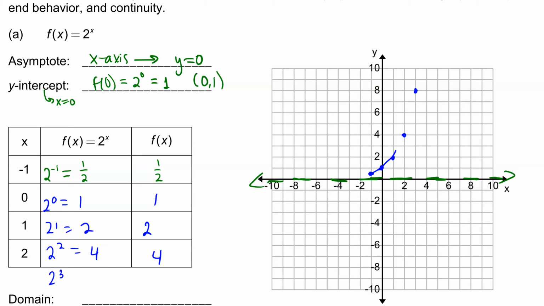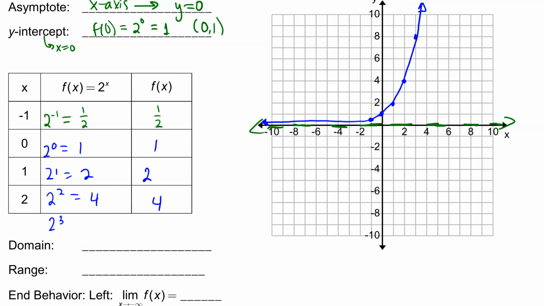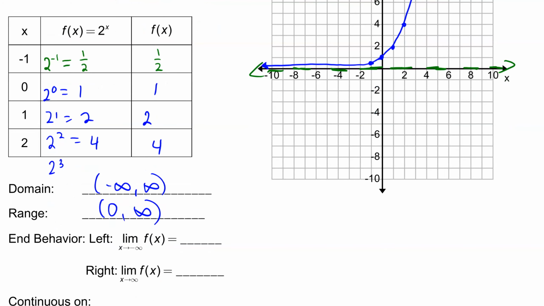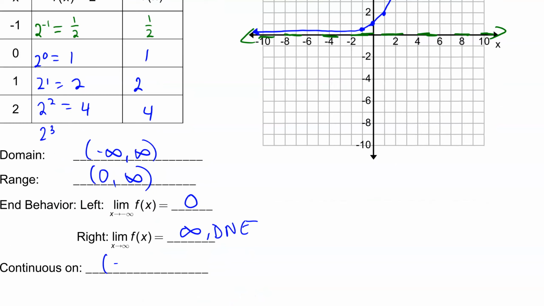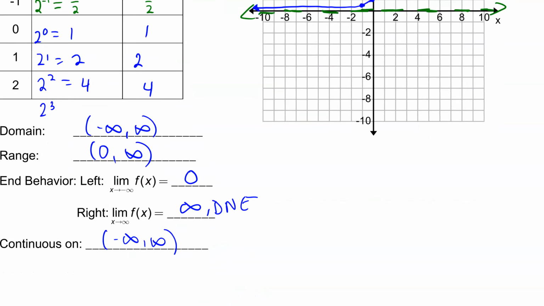So it's going to be this nice, exponentially, rapidly growing graph. As we go to the right it grows, and as we go to the left, it gets closer and closer to 0. So look at the graph, see if you can fill in the domain and range. No surprise, the domain is -infinity to infinity. It's all real numbers, but our range is 0 to infinity because we don't go below the x-axis. The end behavior, as we go to the left, we're approaching 0. As we go to the right, we're approaching infinity. And then where are we continuous, right? Do we have any holes, discontinuities? Nope. So we're continuous for all real numbers.